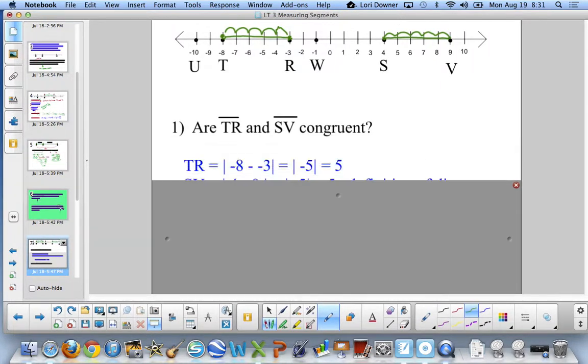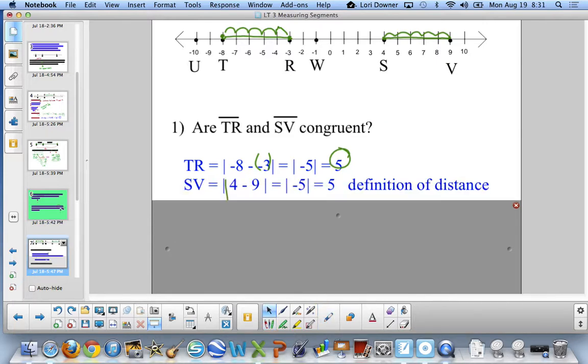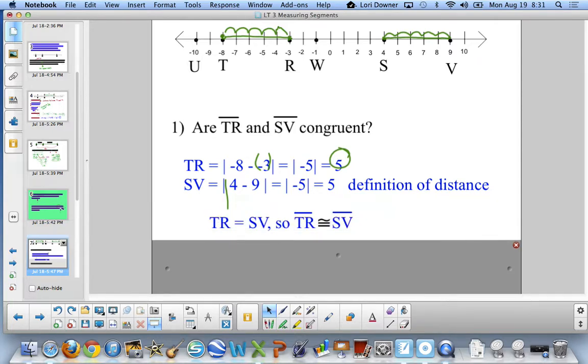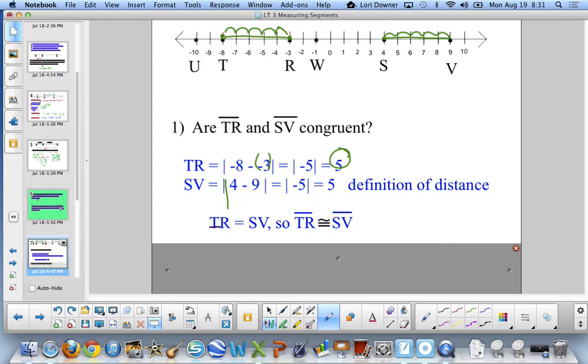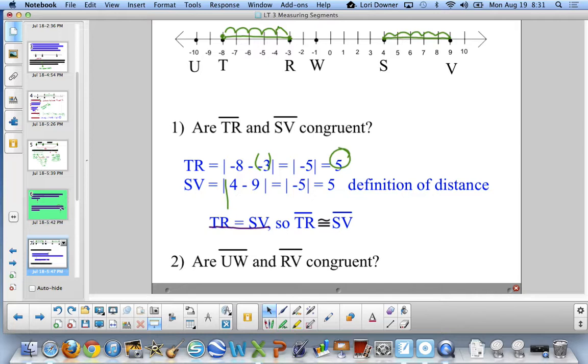Let's see mathematically. TR is really 5 units because -8 minus -3 gives us 5. And SV is really 5 units. So by the definition of distance, we say that the distance TR is equal to the distance SV. So the length of TR is congruent to the length of SV. Because the distances are the same, we know that the lengths are the same. So a little subtlety just to show you where that's coming from.